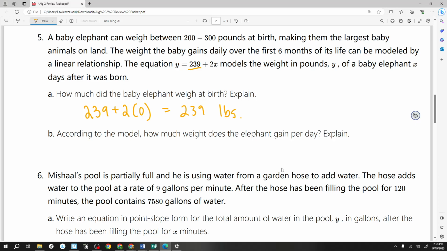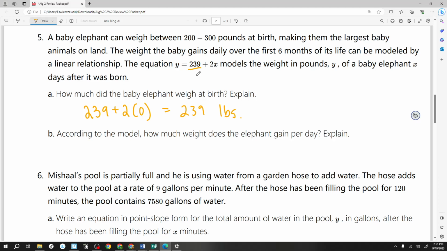I remember when we were looking at slope-intercept form, I mentioned to you guys, you can think of a y-intercept as the starting value. So you could have probably just looked at this equation and been like, okay, well, I know that 239 is the y-intercept, so that's going to be what the elephant starts at.